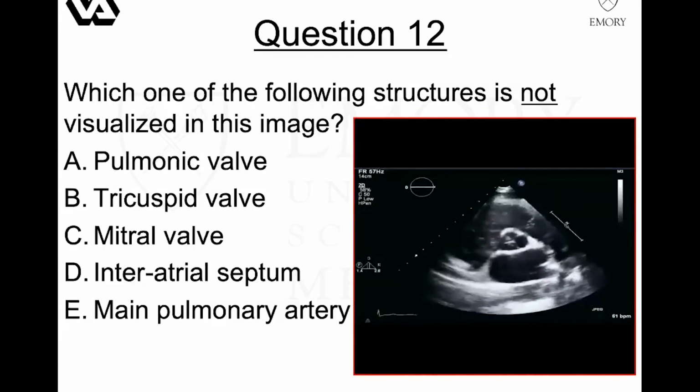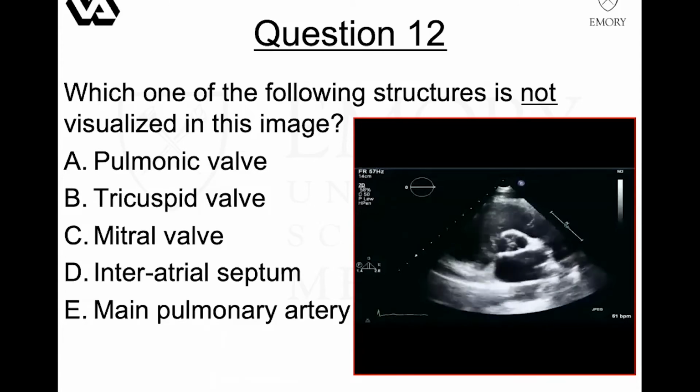Good. All right, Akanksha, I did not forget you. Good morning. Yes, Dr. Kumar, I'm here. Which one of the following structures is not visualized in this image? A, pulmonic valve. B, tricuspid valve. C, mitral valve. D, interatrial septum. And E, main pulmonary artery.